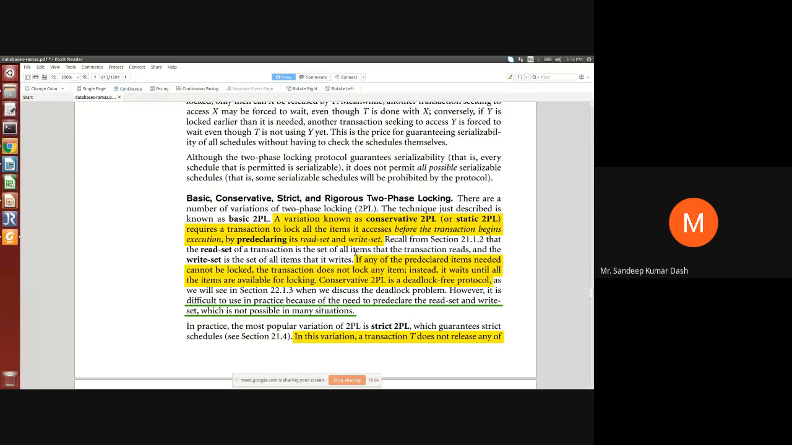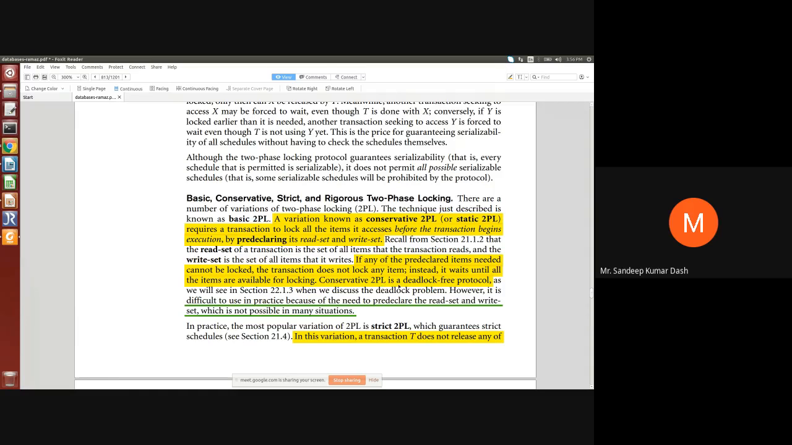Suppose a transaction says that I want to acquire locks on X, Y, and Z. Initially it should apply for lock item X, lock item Y, lock item Z. Whenever access to all of X, Y, and Z is given, only then can it perform whatever operation it wants to do. Unless it has all the locks, it will not proceed. It waits until all the items are available for locking.